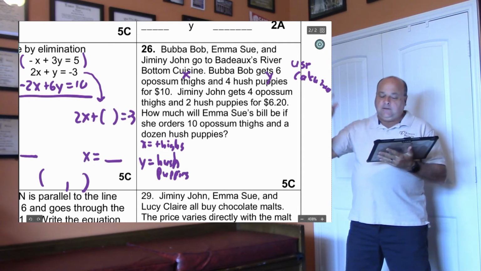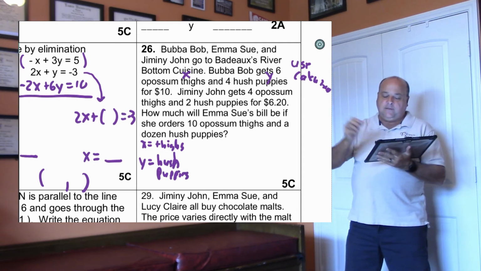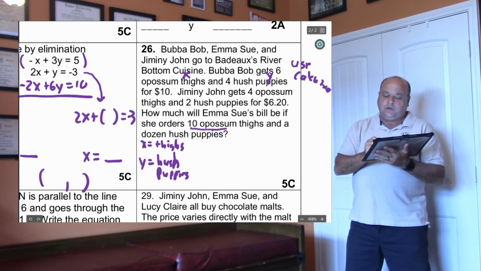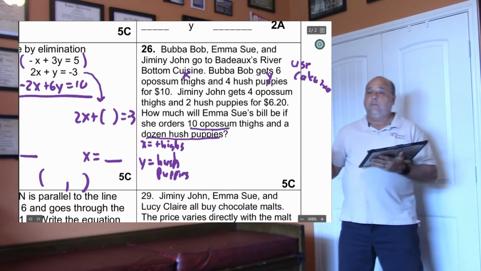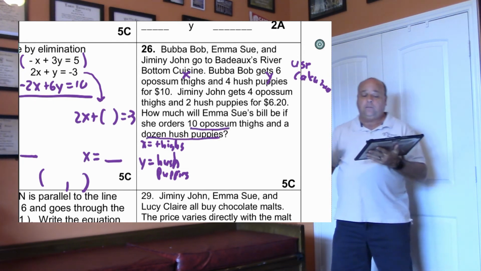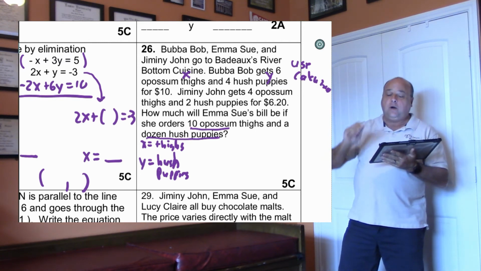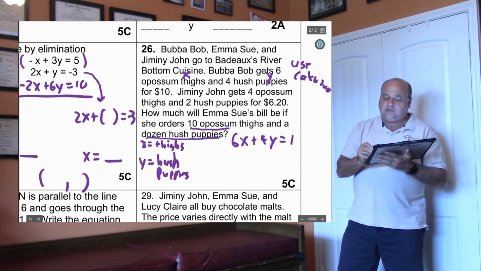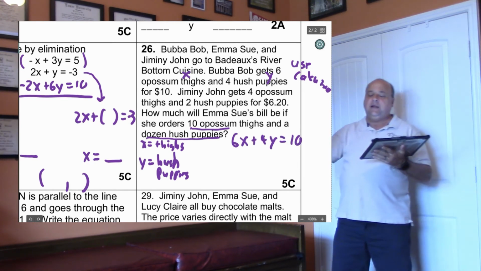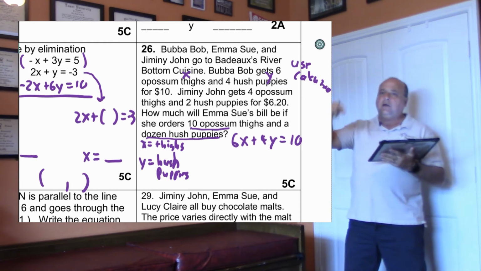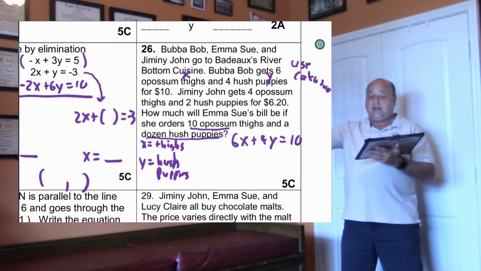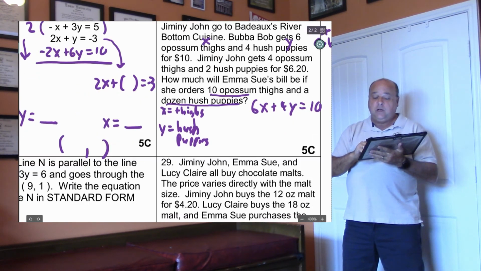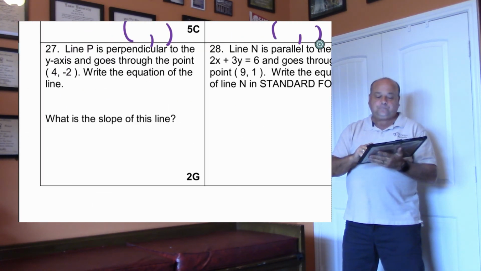Okay, and then you're just going to write it in, okay? Now then, this is what you're wanting to find right here. So your ordered pair, your answer won't be the ordered pair, will it? I'm going to let you write these down. I'll do the first one for you. So 6 possum thighs and 4 hush puppies equals $10. You're going to write down the next equation, use the calculator, and then you want 10 possum thighs and a dozen hush puppies. So you need to figure that amount.